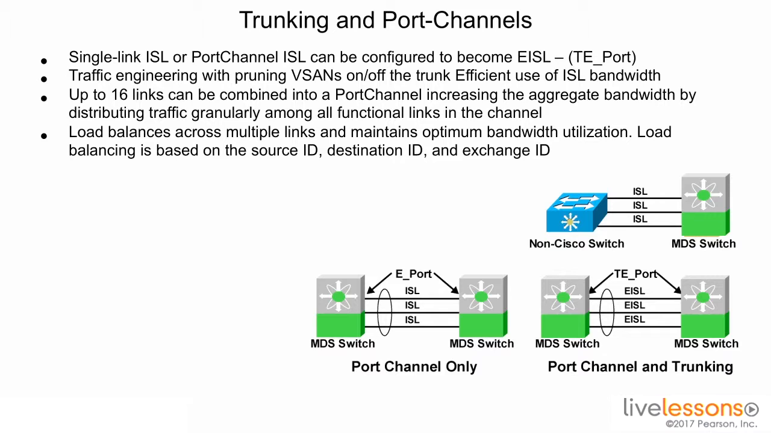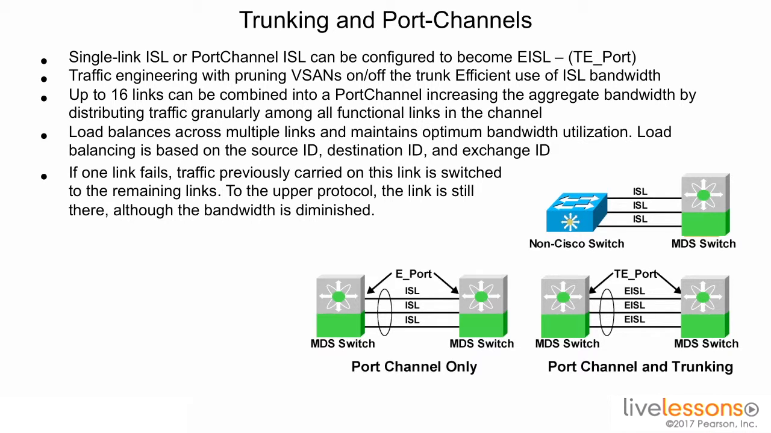There are also different algorithms it uses to load balance across the multiple links, and these can be customized. If one link fails, traffic that was previously carried on that link is then switched to the remaining links. And to the upper level protocols and the switch, this logical link is still there, even though a physical link may have gone down and bandwidth might be diminished.